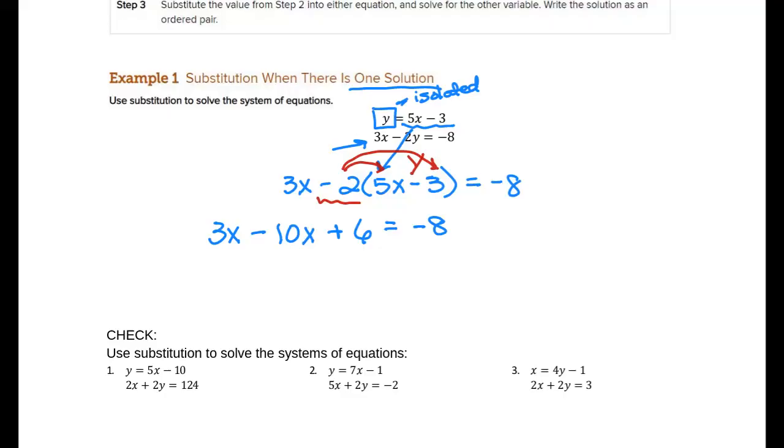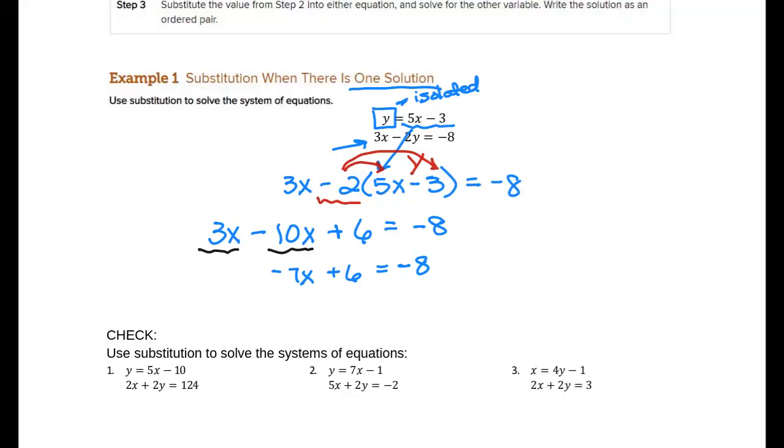Do you have your notes? Can I combine any like terms here? Yeah, I see 3x minus 10x. What is 3x minus 10x? Negative 7, right? So that is negative 7x plus 6 equals negative 8.